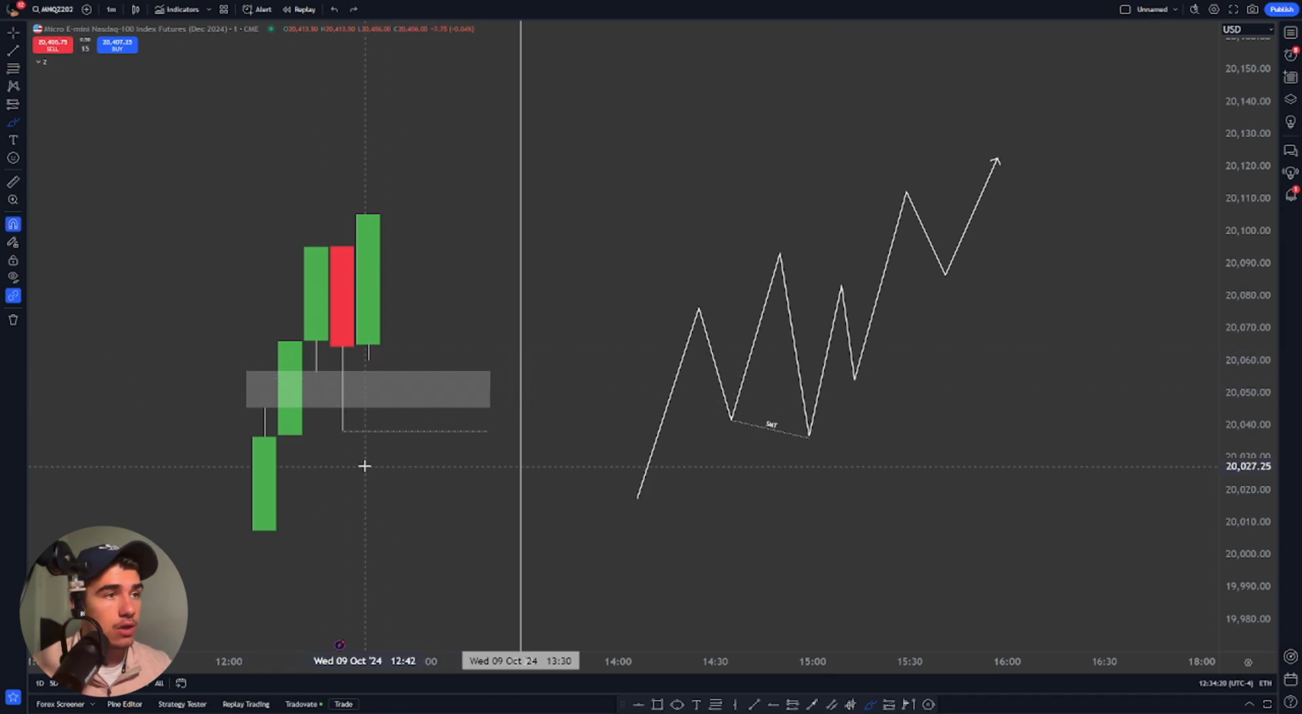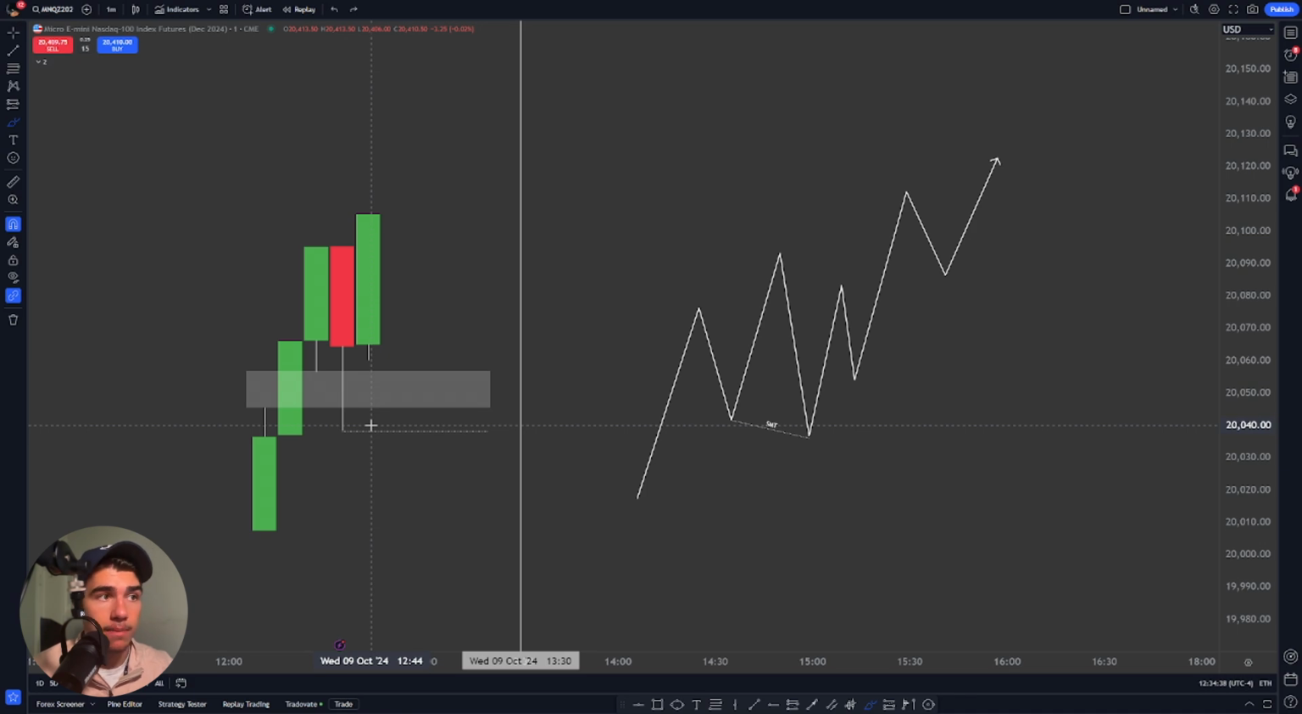Now, not only is it a swing low, we get multiple of those. We get probably hundreds of those throughout a day. However, it is a low that filled an imbalance. So right here, we have a fair value gap. We have a swing low that filled the entire imbalance. That is what I call an intermediate term low.